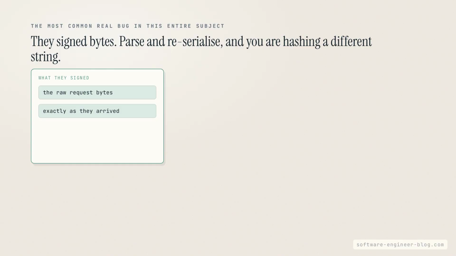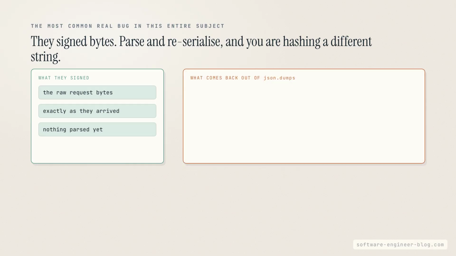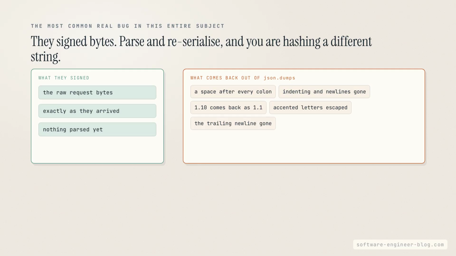There is a space after every colon now. Any indenting is gone. 1.10 comes back as 1.1. Accented letters get escaped. The trailing newline is gone. Every one of those changes the hash completely, and the signature check then fails on a request that was completely genuine, which is a spectacularly confusing thing to debug.